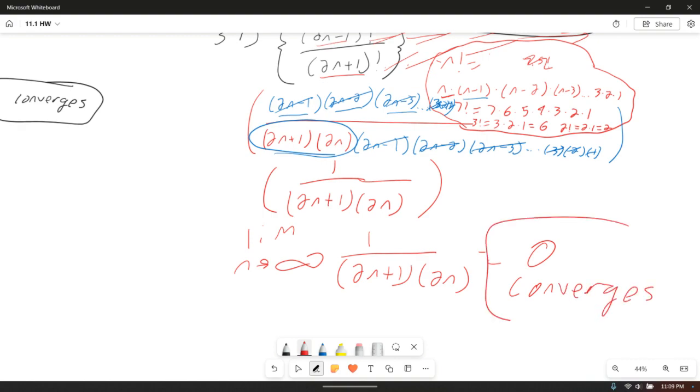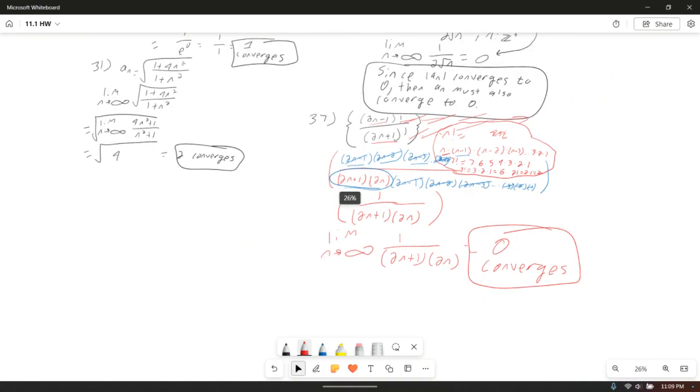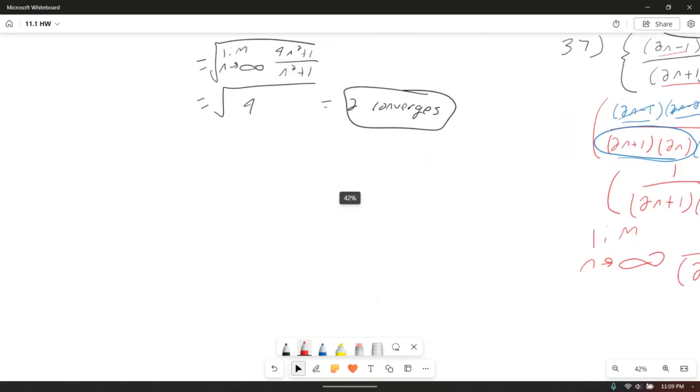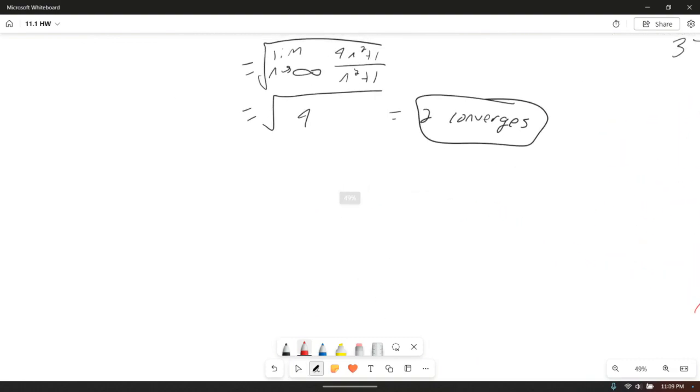Converges, right? Just using that same rule of limits at infinity that we've been using this entire homework. So that was a little bit tricky. You probably wouldn't even know how to start if you didn't know the trick, but once you do, it's not too bad. Okay, 39.